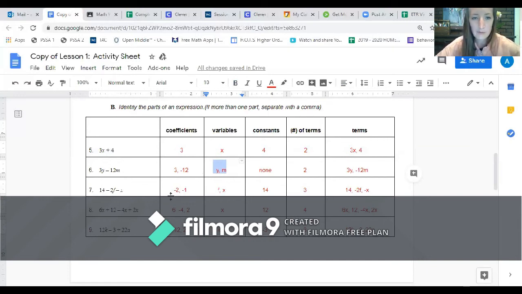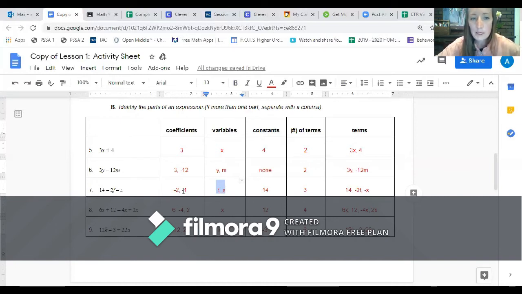Okay, number 7. It almost helps to find the second column, variables first, and then go back to coefficients for the reasons I just said. If there's two variables, they're easy to pick out. They're the two letters, so f and x. And then we know we have to list two coefficients. Most of us put down 2, but we just talked about making that -2 because it is borrowing the subtraction sign, so it's technically a -2f. It's a -2 in front of the f.